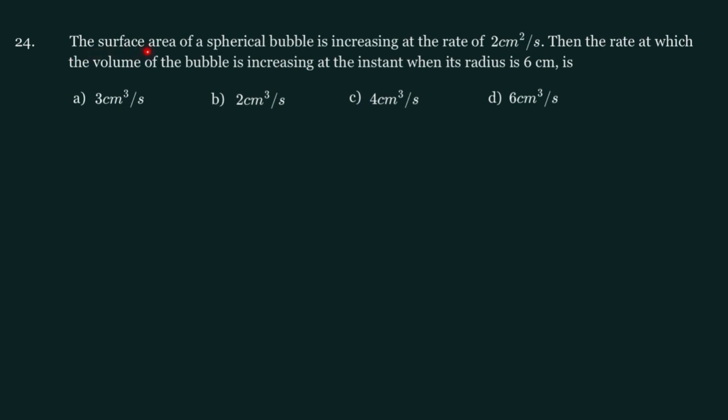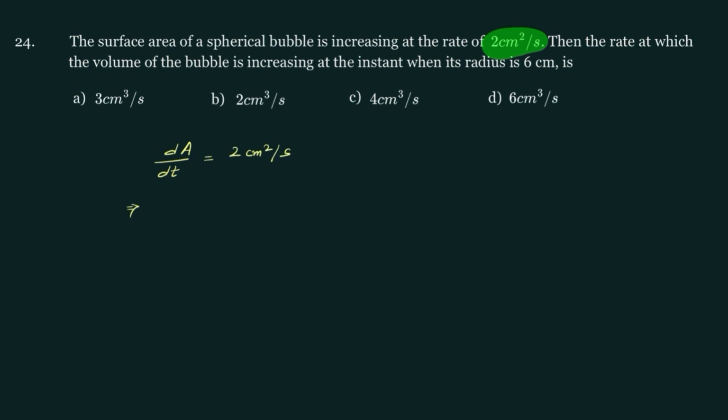Question number 24. The surface area of a spherical bubble is increasing at the rate of 2 centimeters square per second. Then find the rate at which the volume of the bubble is increasing at the instant when its radius is 6 centimeter. Okay, so now here we need to know the formula for sphere. The question has given the rate of change of surface area. So it's given dA by dt, where A resembles the surface area of the sphere and t is our time, because looking at the given quantity, that is 2 centimeters square per second. So it is given as 2 centimeters square per second.